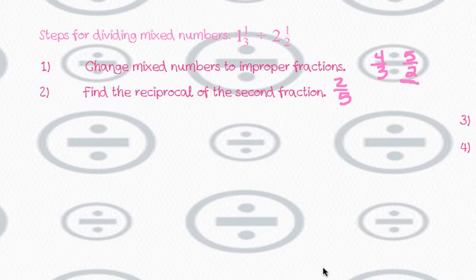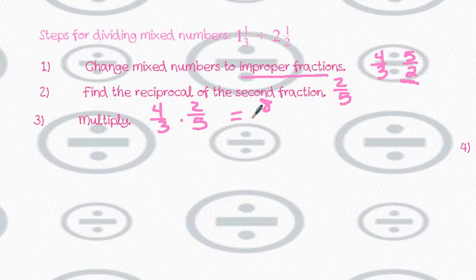Now that I've done that, I can go to step 3, which is to multiply. So again, my steps are the same. The only thing that changes is changing it to improper fractions. So now I have 4/3 times 2/5. Oops, see, sometimes we write it down incorrectly, so we have to slow down and check. So times 2/5, because that's the reciprocal, and I get 8/15. And again, that last step would be to simplify or convert.